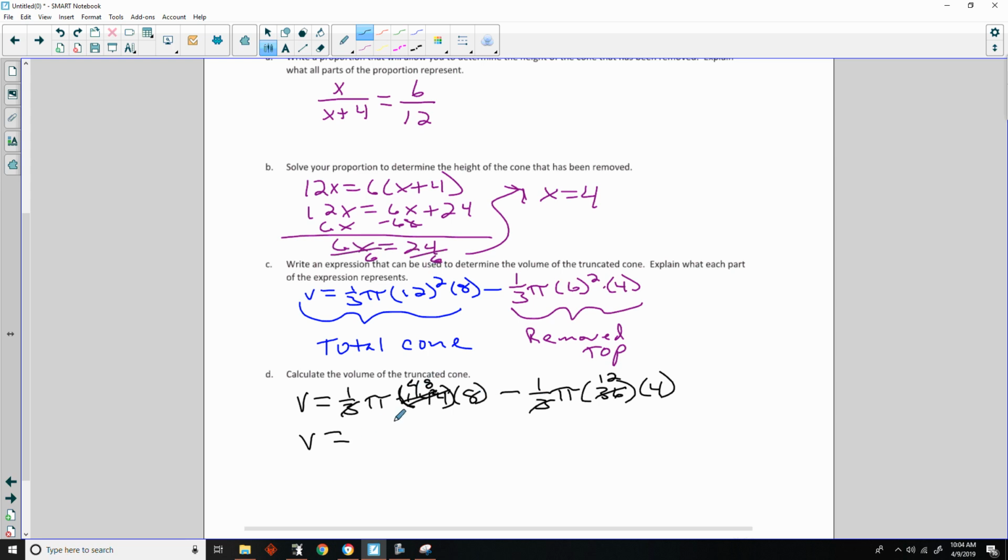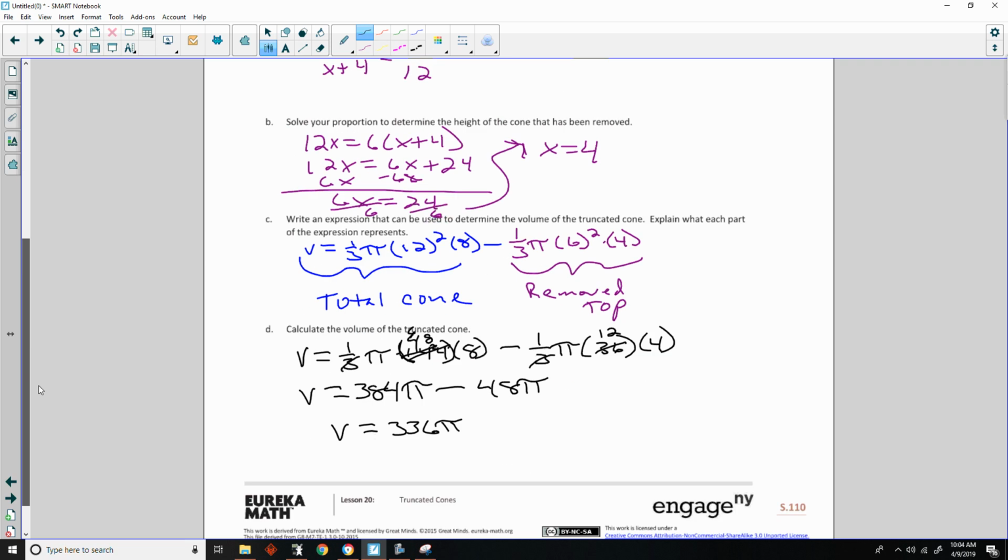8 times 8 is 64. Carry the 6. 8 times 4 is 32, plus 6 is 38. So it's 384 pi minus 4 times 12, which is 48 pi. So therefore my volume equals 384 minus 48, which is 336 pi. And I like to use the unit of measurement, centimeters cubed.